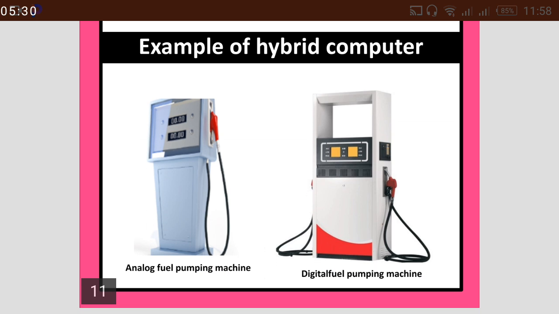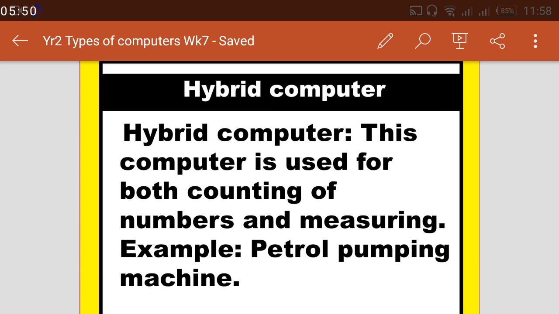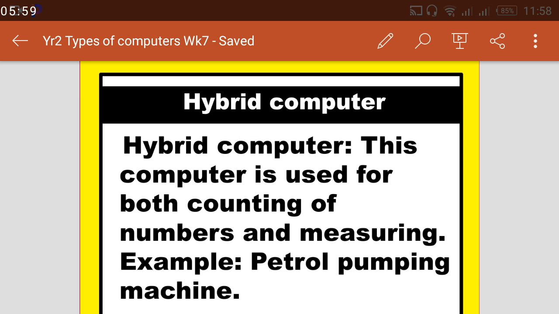This is what we call hybrid computer, because the modern day fuel pumping machine combines the two functions of both analog and digital, and that is why we call it hybrid computer. So if you see any computer that combines two functions, it is called hybrid computer. So we use that computer for counting of numbers and for measurement. All right, an example is petrol pumping machine.